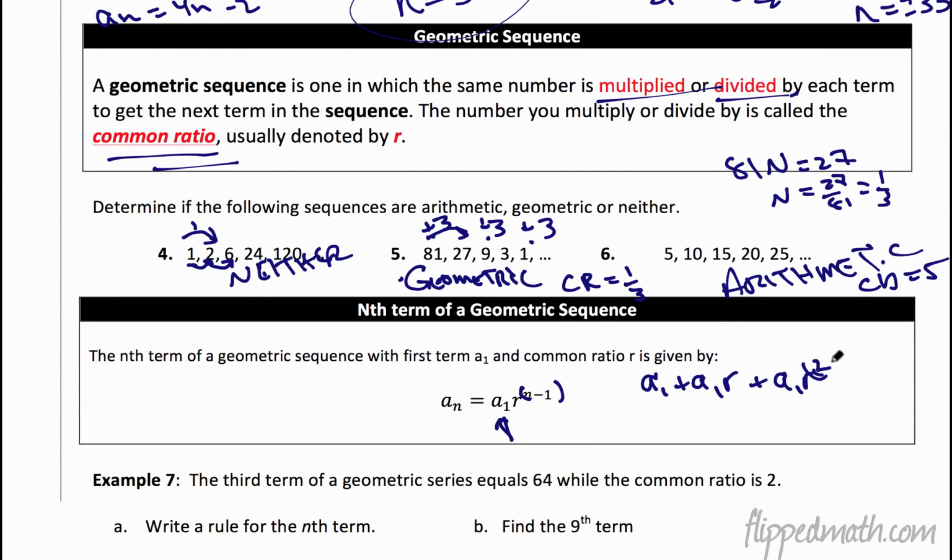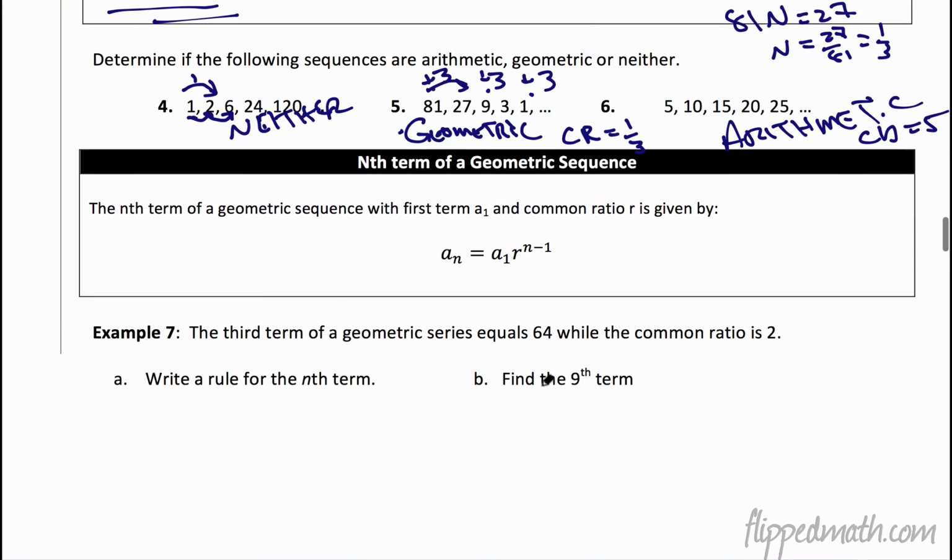Notice the exponent is 2. We'll do one more. So a sub 1, and then we'd have r times r times r again. That'll give us r to the third power. That's the fourth term. So basically, this is the generalized formula here. We have a sub n equals a sub 1 times r to the n minus 1. It's always one less. That's the important thing. So let's look at the example.